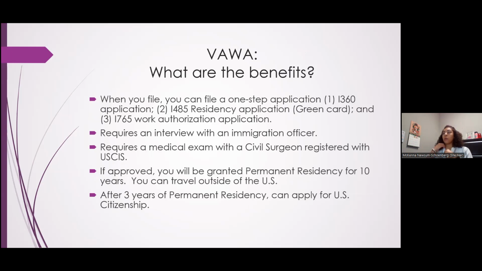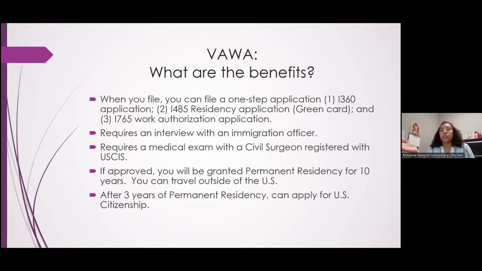All right. So what are the benefits of VAWA? If you are married to a U.S. citizen, you can file what we call a one-step application. And that means that you can submit the VAWA paperwork itself. You can also submit the application to become a permanent resident and a work permit application all at the same time. So all in one step.